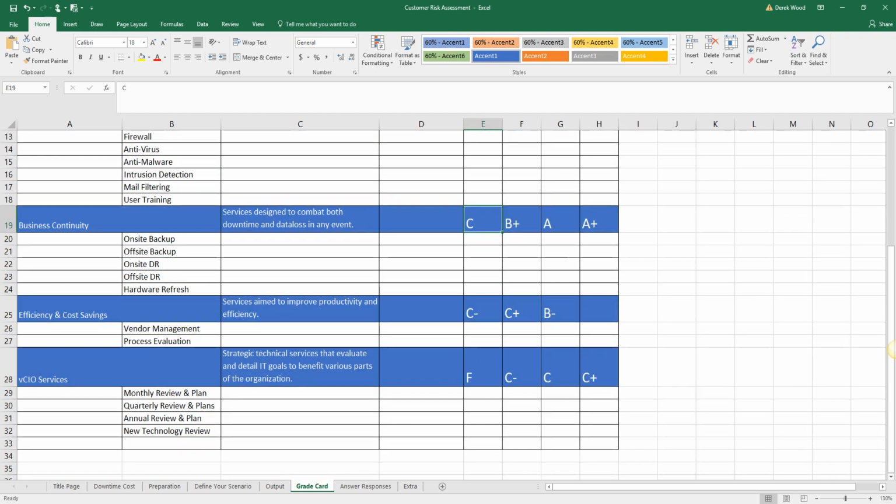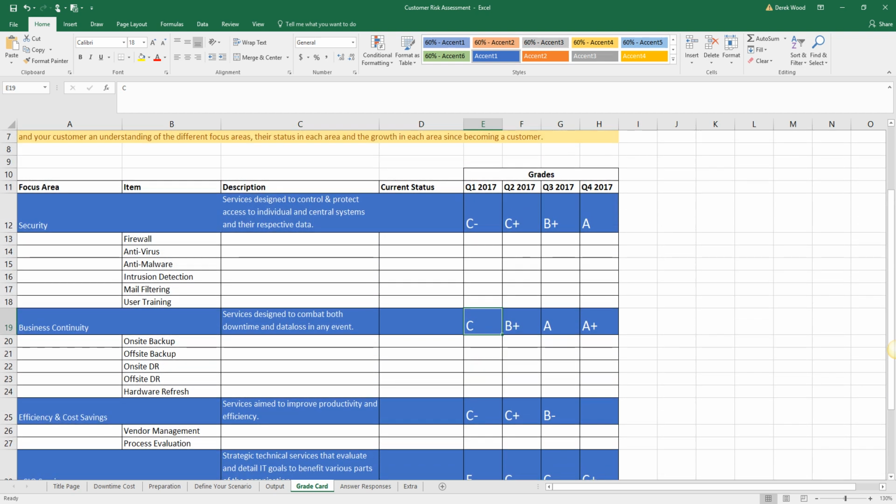And then if you do have a virtual CIO type service offering of your platform, this would be another area where you could give a grade. And your evaluation, the first time, second time, third time, would feed into the grading units here.